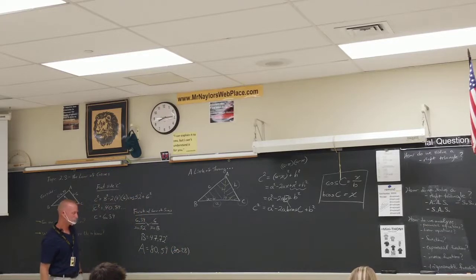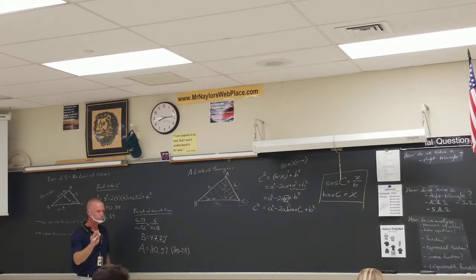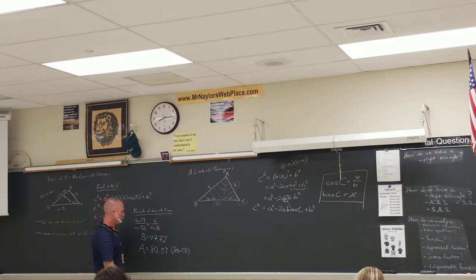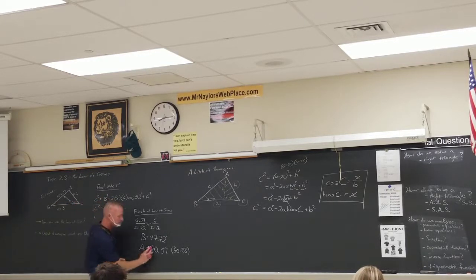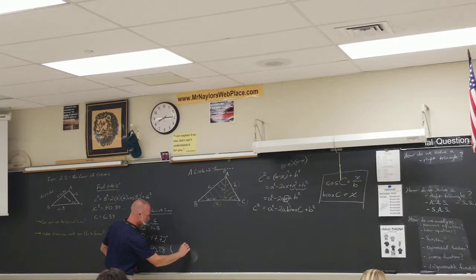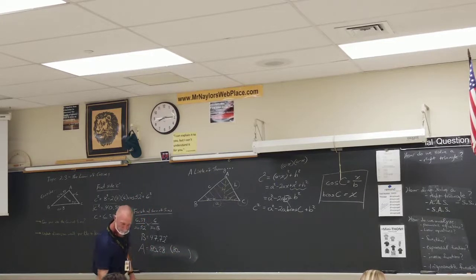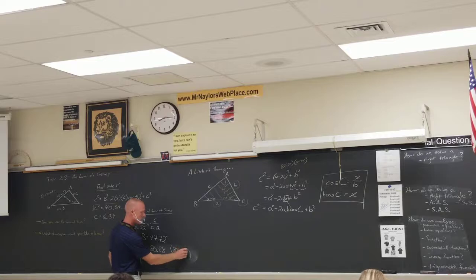I'm kind of looking at my notes here. Even if I did B first, if I subtract 180 minus 52 minus 47.72, I still get 80.28. Okay, that's right. I said it backwards. You get 80.28. But if you found angle A first, that's where you might be looking at more like this 80.59 number.